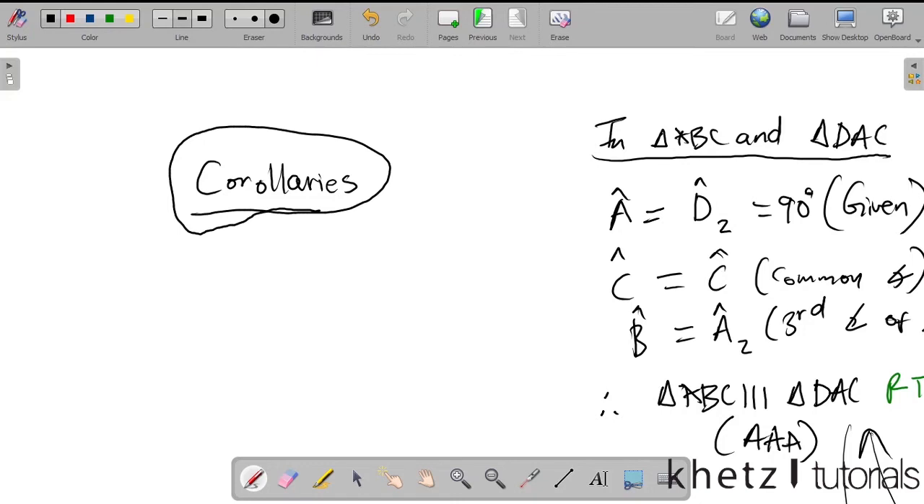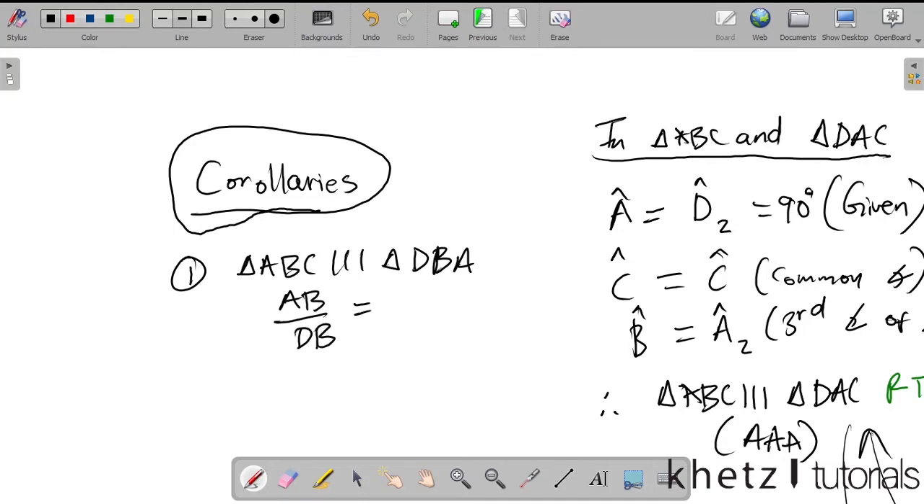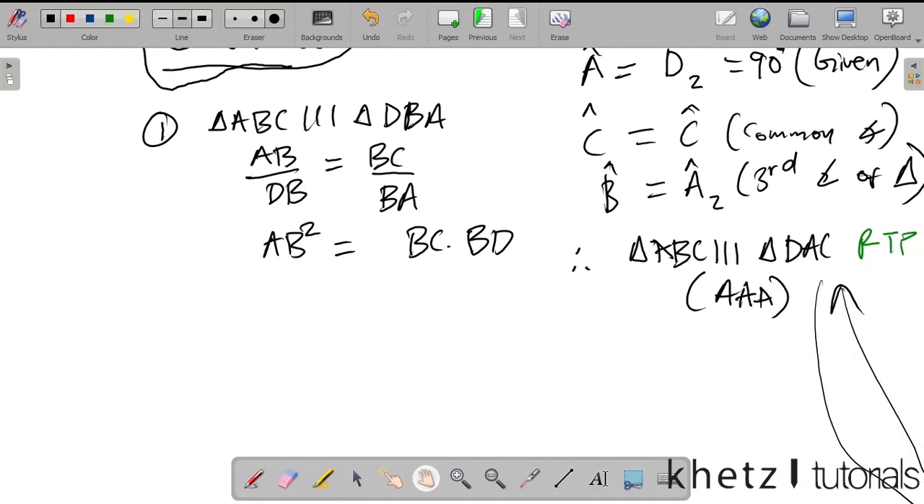So the first would be from that triangle ABC is similar to triangle DBA, and from that you're basically going to get AB divided by DB is equals to BC divided by BA. And now if you decide to just multiply through, you're actually going to get AB squared is equals to BC multiplied by BD.